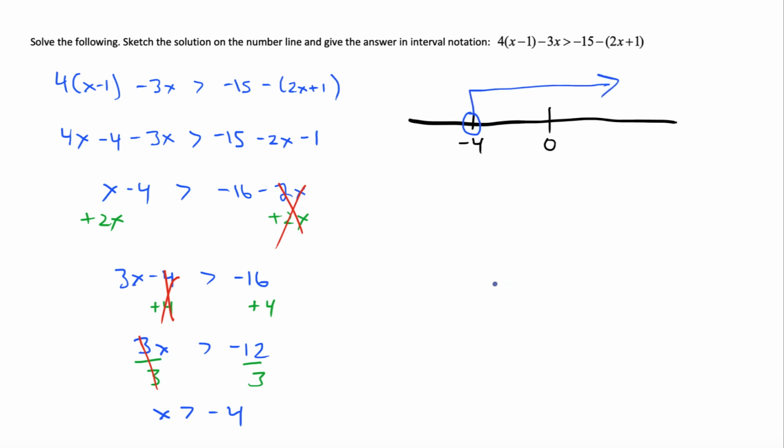so our graph should look something like this. In interval notation, the interval represents the smallest number in the interval and the largest number in the interval. The graph should give you an idea of what the interval is. The interval is negative 4 with parentheses, comma, infinity.